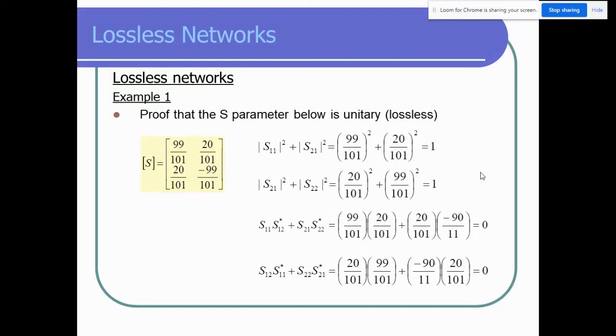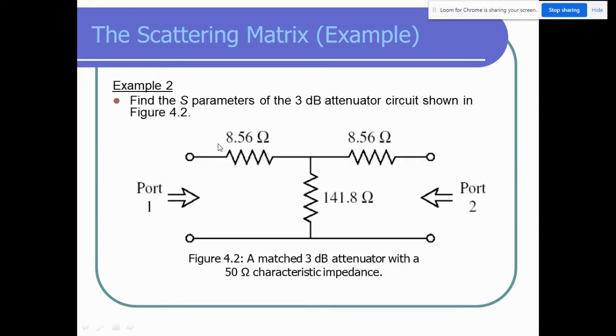S22, and so on and so forth. So let's go to the example. This is the example where it's asking to find the S parameter of this 3 dB attenuator circuit shown in the figure. So this is a T network where port 1 and port 2 are defined. So let's go to the solution, and let's see how we can solve this problem.